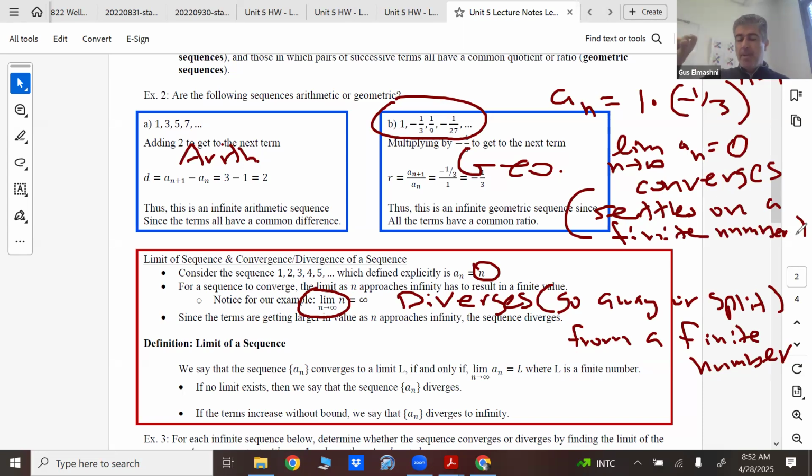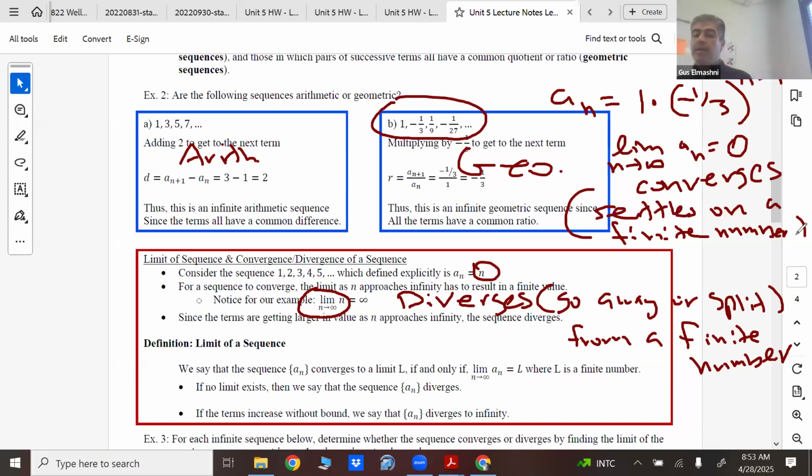In the red box in the middle, definition: limit of a sequence. We say that the sequence a sub n converges to a limit L if and only if the limit as n approaches infinity of a sub n equals L, where L is a finite number. If no limit exists, it diverges. If it increases without bound, just keeps going up, we say it diverges to infinity.